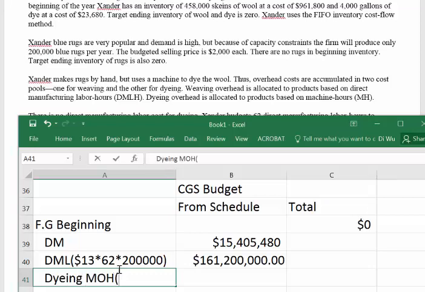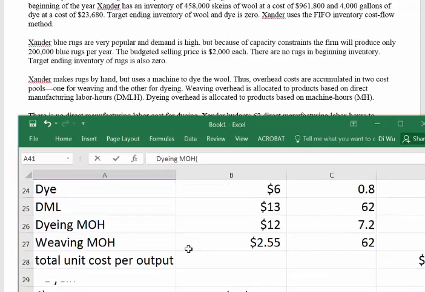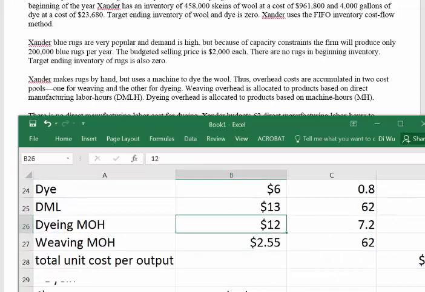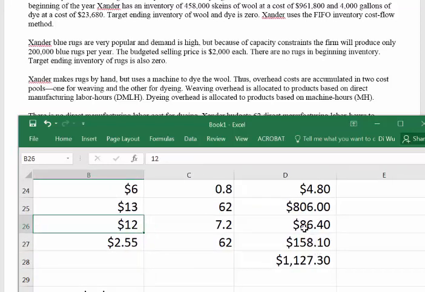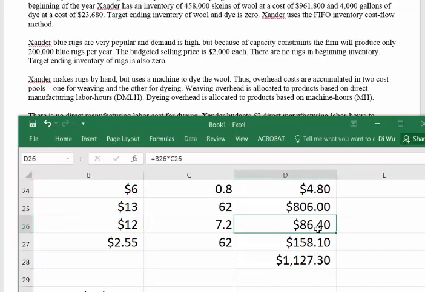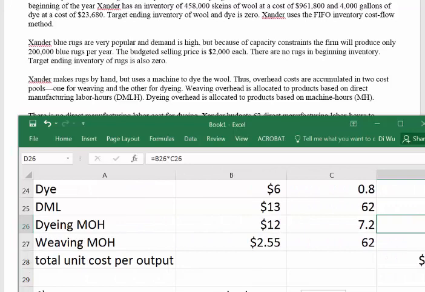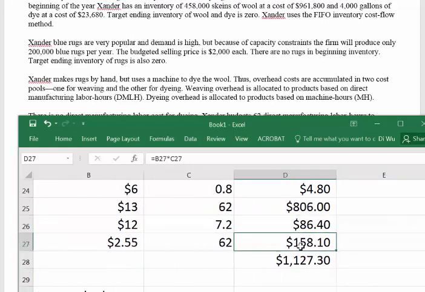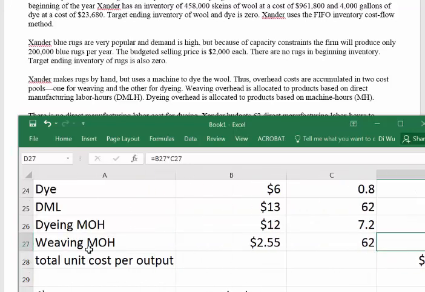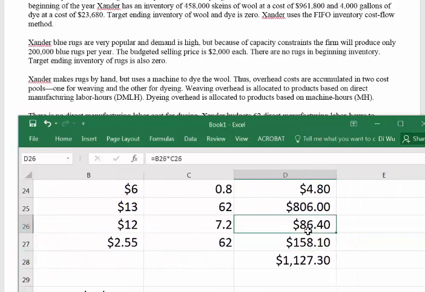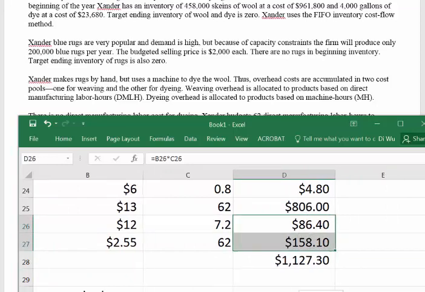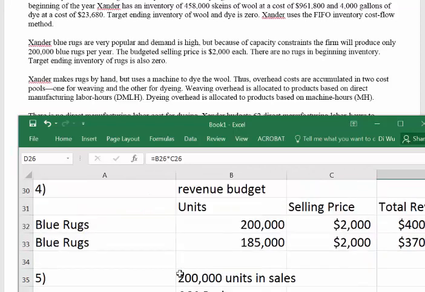Then next, I'm looking at dyeing manufacturing overhead. In this case, you have to go to question 3 to look at. In order to make one rack, I need $86.40 in dyeing. In order to make one rack, I need $158.10 for weaving manufacturing overhead. So for these two activities, we have these numbers already in question 3, so we can happily just apply them. Let's copy paste them here.